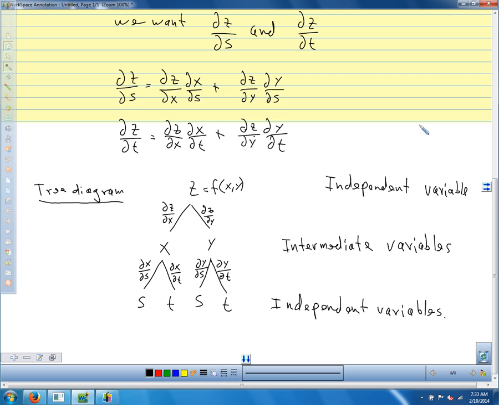Wait, so Z and S and T are both independent? Z is independent. Sorry, Z. Did I do it? Yeah, I said it backwards. Z is the dependent variable. Okay. Z is the dependent variable. Z depends on the other ones. All right. Thank you. If Z is the independent variable, then our function is nice and easy, right?